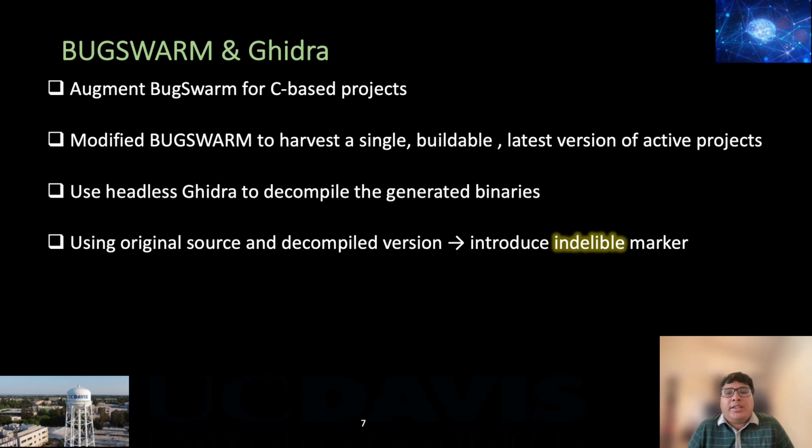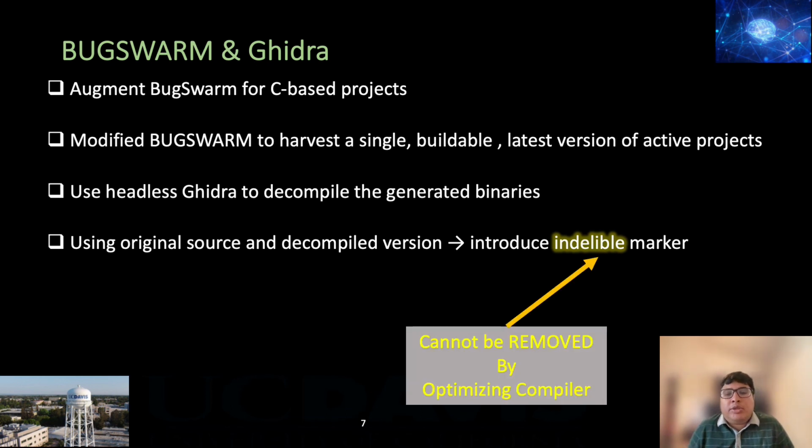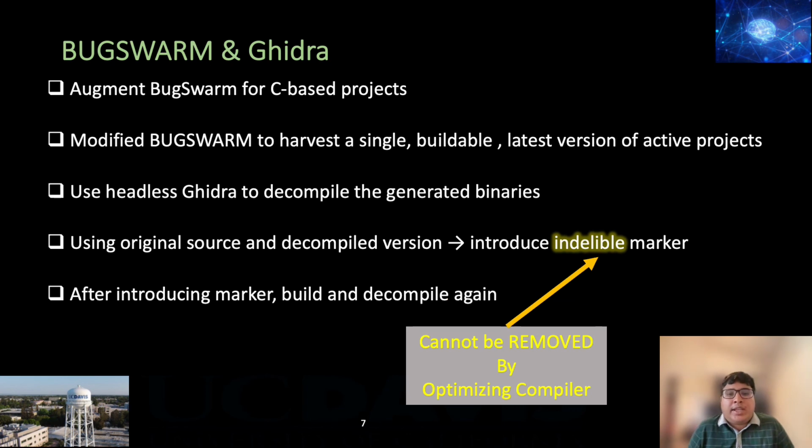After finding the functions which are inline, we insert indelible markers in the original source code for those functions. These indelible markers cannot be removed by compiler optimization. So when we build the project again and decompile it, even though the function call will be gone, the marker will remain in the decompiled version and indicates which functions are inline there.